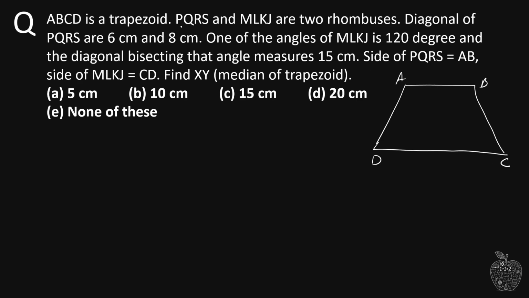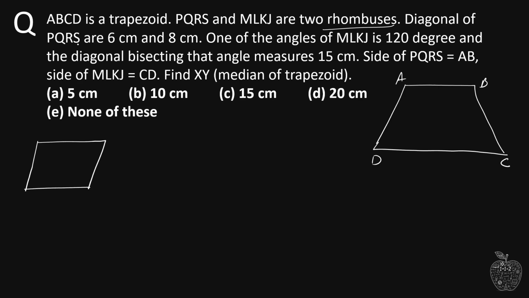Alright, moving forward, we have PQRS and MLKJ are two rhombuses. Now what is a rhombus? A rhombus is a quadrilateral that has all of its four sides equal, and the opposite sides are parallel to each other. So that is a rhombus. So here PQRS and MLKJ are two rhombuses.